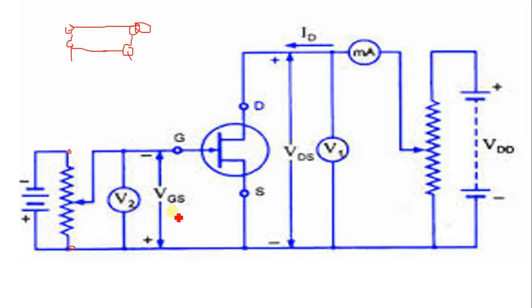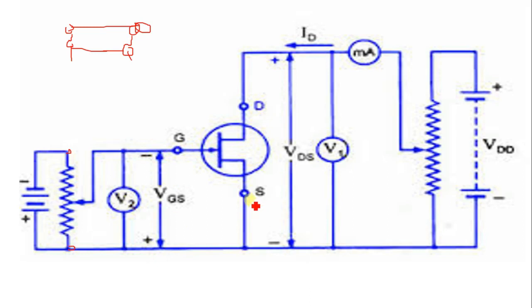And V2, that is our VGS, is V2. We write here V2 as VGS, because the terminal of the battery on this side is negative, so the terminal on this side is negative, and that is positive. Go ahead, that is the gate, drain, and source.